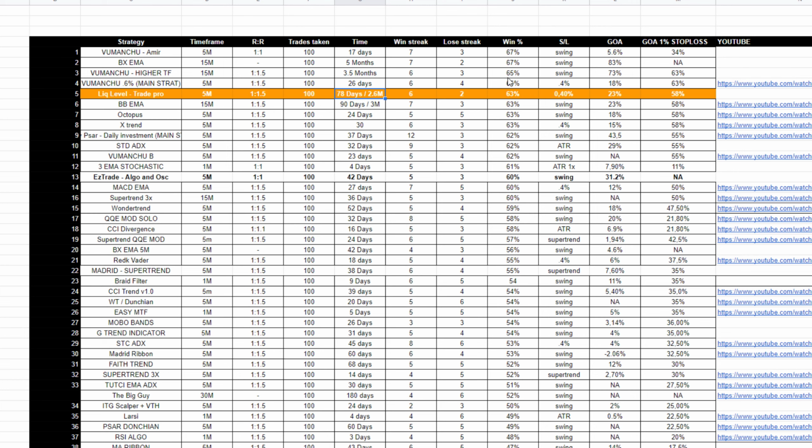In 100 trades, we had a 63% win rate, which is really high in my opinion. Gain on account 23%, really good. I really like the strategy, not gonna lie, because it's super simple. There are only a few with a higher gain on account.